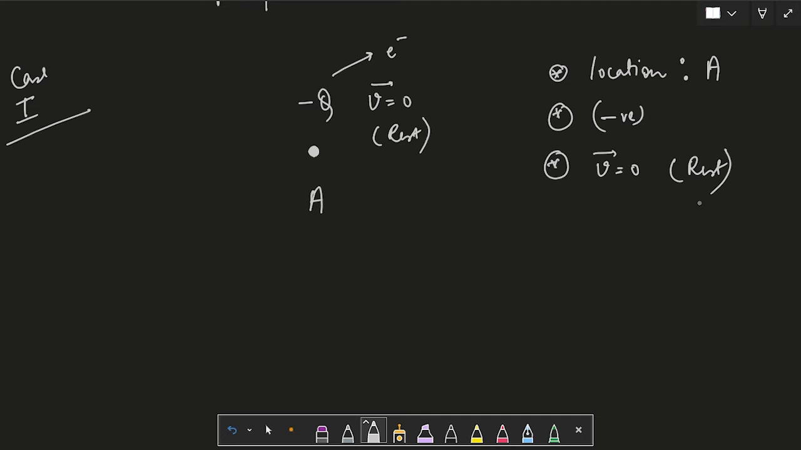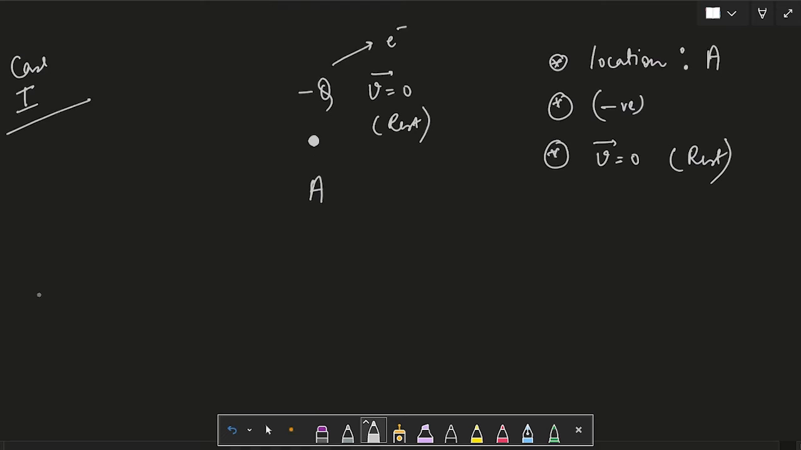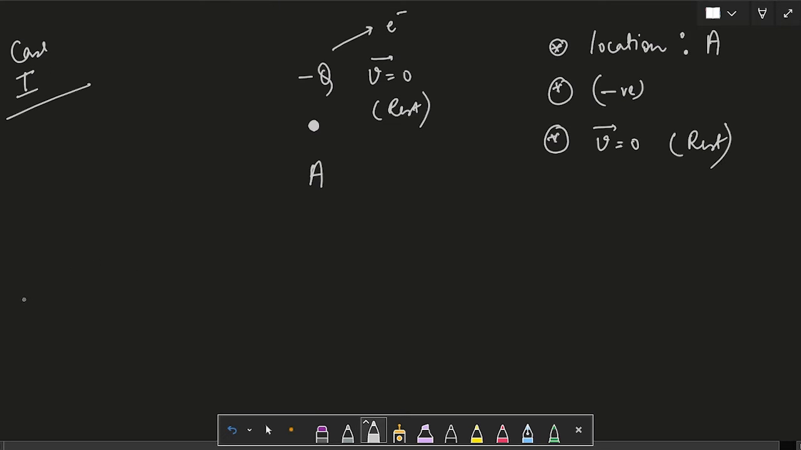Okay, now if we move on to case number two, here it is, case two. Let me describe this. Let's say we have the same charge, minus q, and it's now at position A. But I change something: the charge is now moving with a certain velocity v. So it is not at rest anymore.